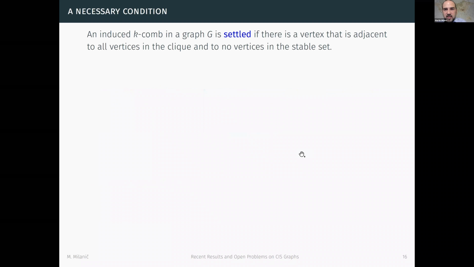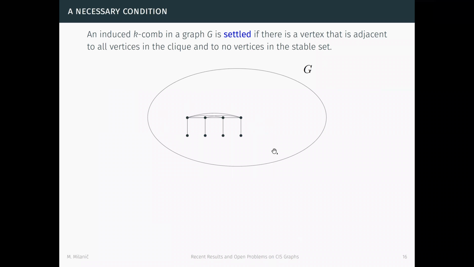Now, using these graphs, we need one more definition. If you have a graph G and some induced subgraph isomorphic to a k-comb, we say that such a subgraph is settled in G if there exists a vertex which is adjacent to all vertices of the clique, but not adjacent to any of the vertices in the stable set. Notice that if G is a CIS graph with such an induced comb, then there exists a maximal clique containing the clique part of the comb, there exists a maximal stable set containing the stable set part of the comb, and they must intersect. And the common vertex in the intersection definitely looks like that.